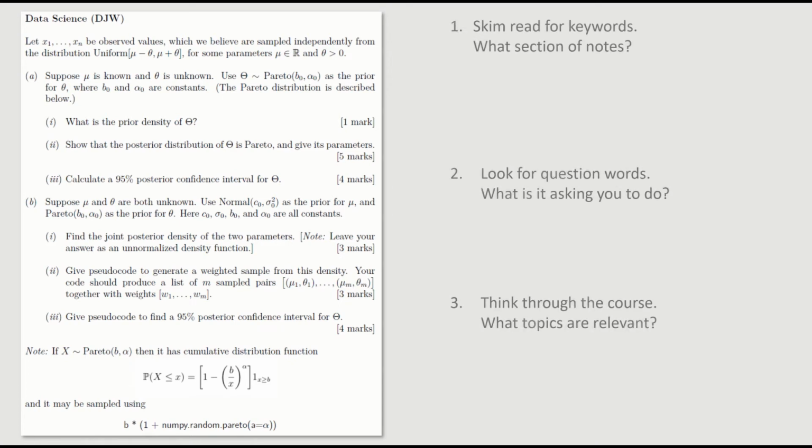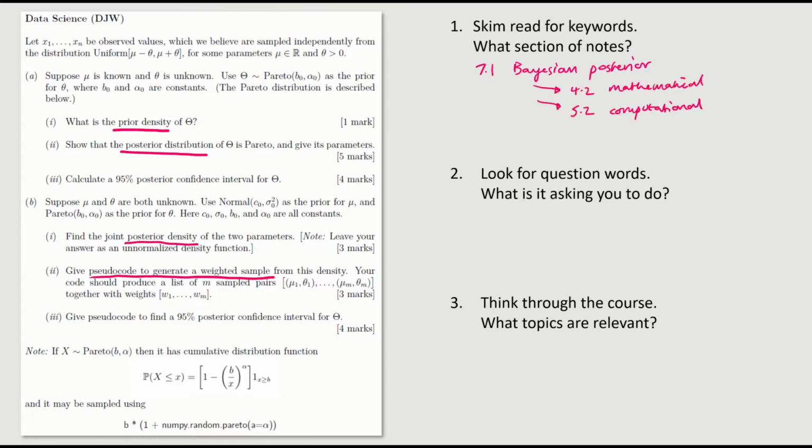The first thing to do when you see an exam question is skim read it and look for keywords and figure out which section of the notes you should be thinking of. Here, skim reading, these are the words that catch my eye: prior density, posterior distribution, weighted sample. It's talking about Bayesian calculations. It's probably referring to section 7.1, and 7.1 talked about two ways of doing Bayesian stuff: mathematically, taught in section 4.2, and computationally, taught in section 5.2. Some other keywords: 95% posterior confidence interval. That was introduced in section 7.2, Bayes readouts.